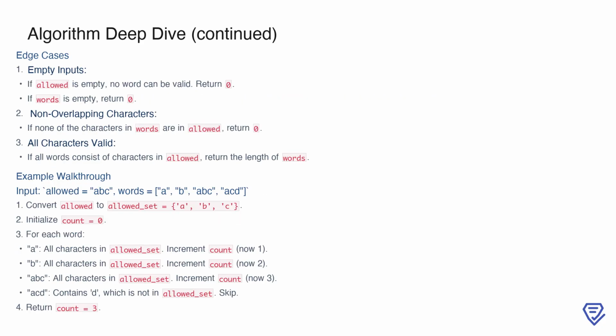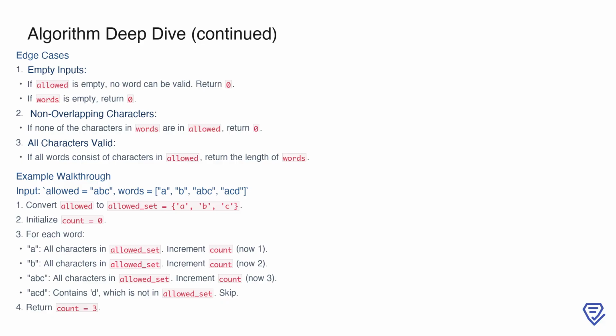Finally, let's discuss some edge cases and walk through an example. First, consider the case where the input is empty. If allowed is an empty string, no word can be valid, so we would return 0. Similarly, if the words array is empty, we return 0 because there are no words to check. Another scenario is when none of the characters in words overlap with the allowed characters. In this case, no word is valid, and the result is also 0.